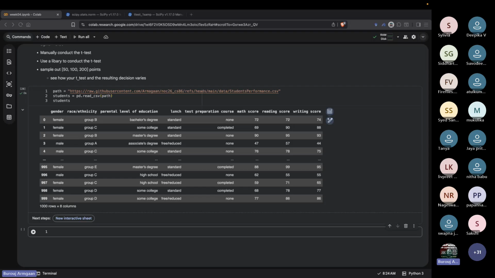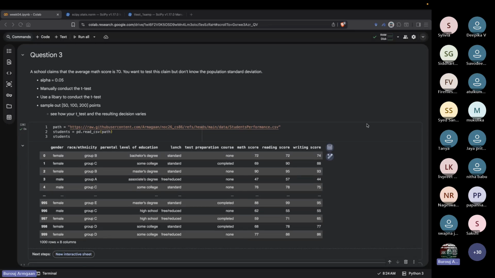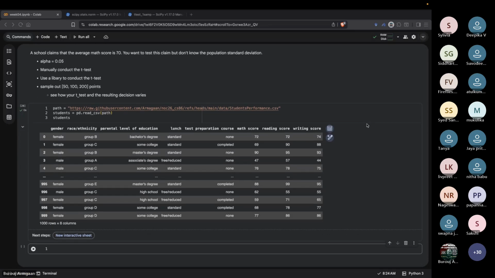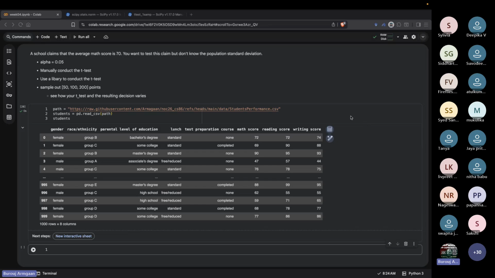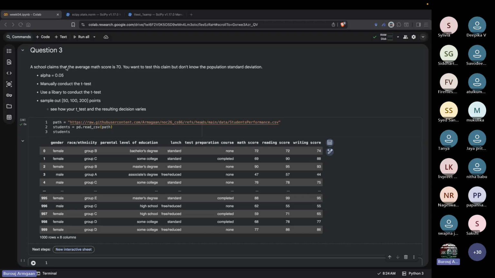Proportion means number of samples in favor. We are not speaking about proportions at the moment. This is the average score.